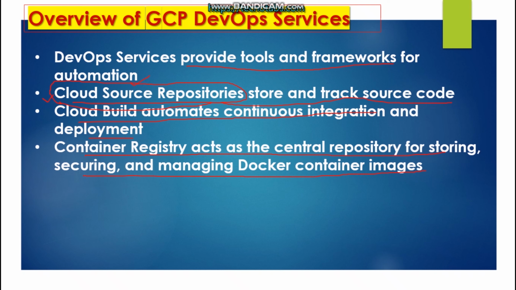The Container Registry acts as the central repository for storing, securing, and managing Docker container images. So if you have a microservice and you have container images, then it acts as a repository where you can store all your Docker images and other artifacts and manage these containers for deploying from this location.